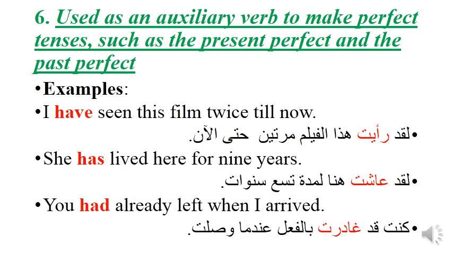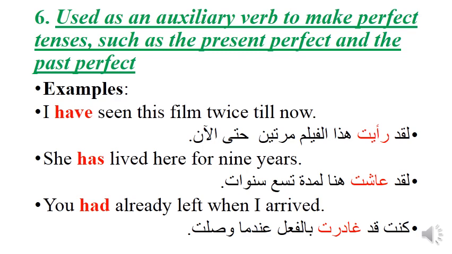سنوات. The same thing here, we are using the auxiliary have in the present simple, and here I'm using has because of she, plus the past participle of the verb to live, that is lived, in order to refer to the present perfect. I repeat, the present perfect. The final example, you had already left when I arrived. كنت قد غادرت بالفعل عندما وصلت.